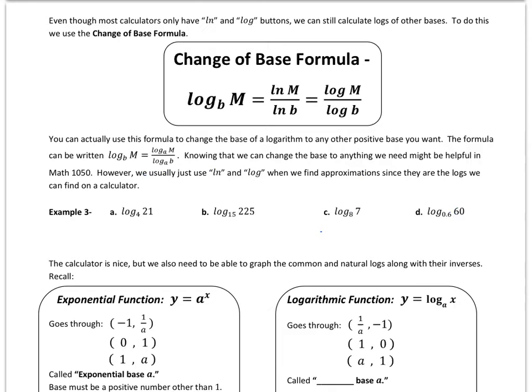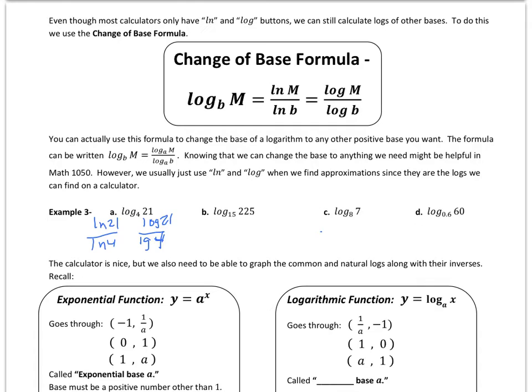Let me show you how this works. It's actually really simple. So log base 4 of 21. I want half of you to do ln 21 over ln 4, and the other half to do log of 21 over log of 4.